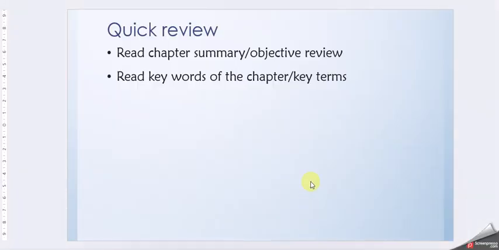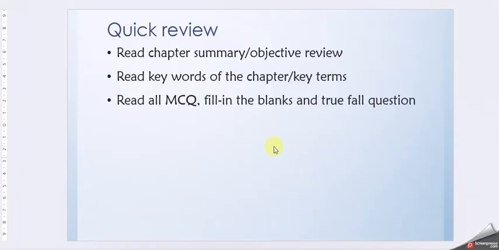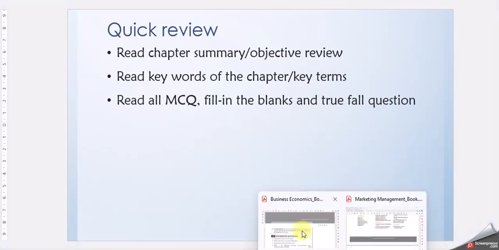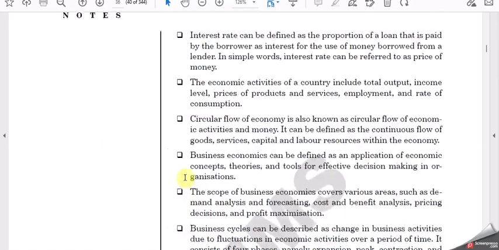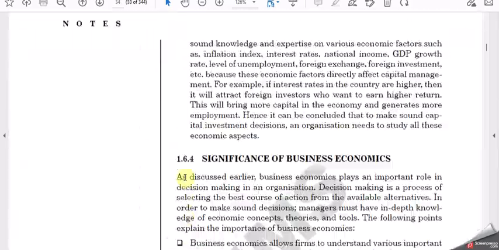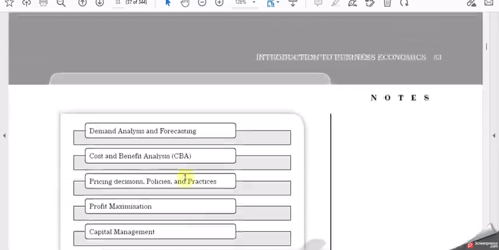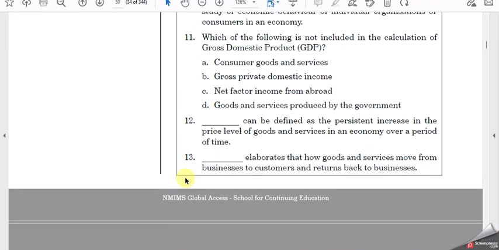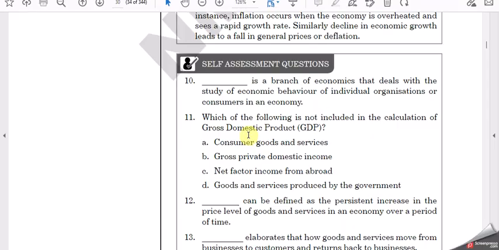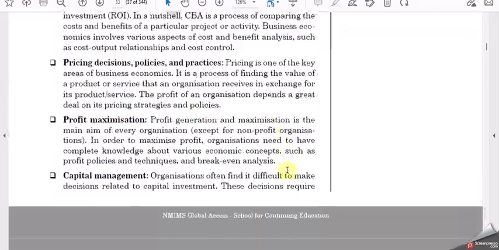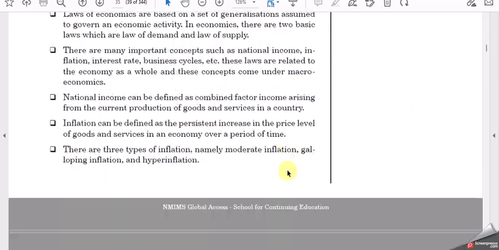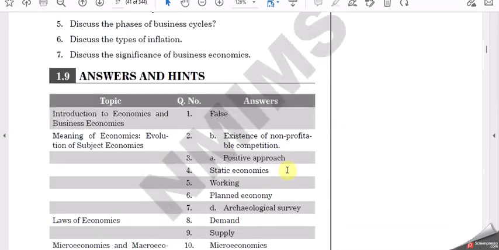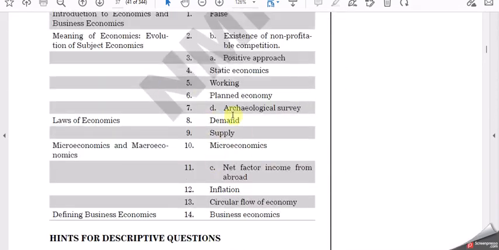Then read all MCQs, fill in the blanks and true false. Whatever you have in the chapter, you will find a self-assessment kind of section. So go through these self-assessments. They are very good, and you will be able to find these self-assessment answers right at the end of the chapter. So here are the answers.